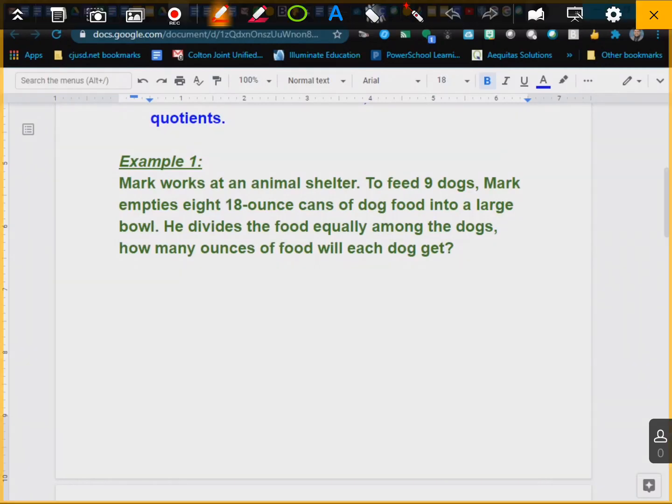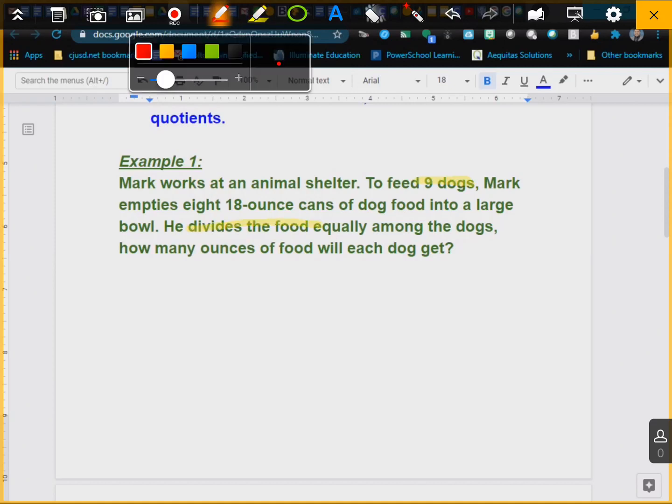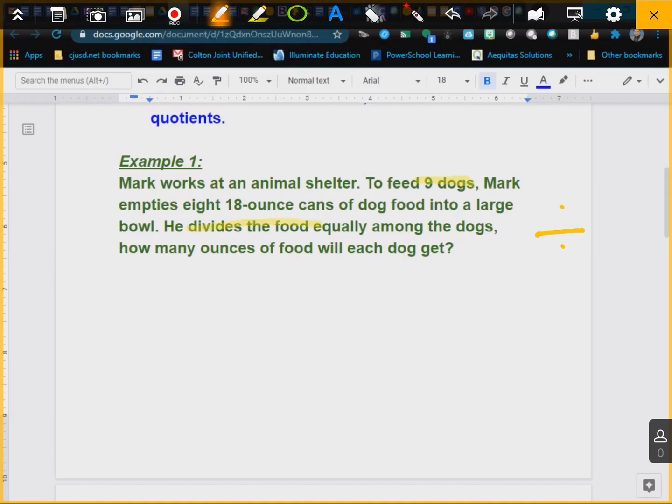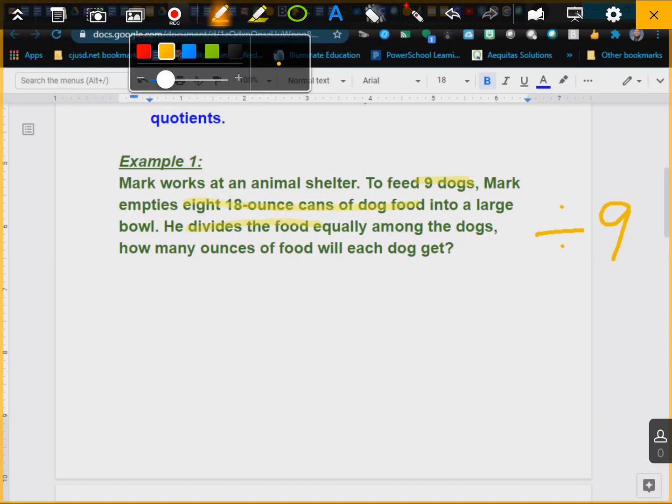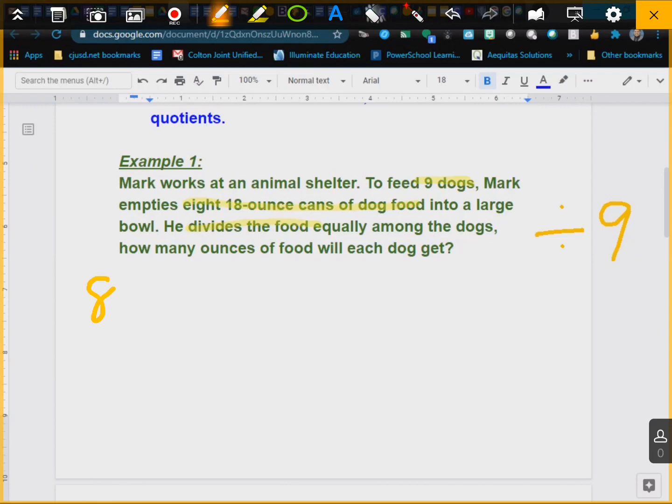So let's look at the numbers, and I'm going to highlight them. I see that there's 9 dogs total, so he's going to divide the food by 9, right? So I know that he's going to divide by 9. And it says he has 8 18-ounce cans of dog food. So he needs to combine 8 times 18. So that should be the first thing we do. We combine 8 times 18, and then we take that answer, and we're going to divide it by 9. Okay? So let's go ahead and do that right now.